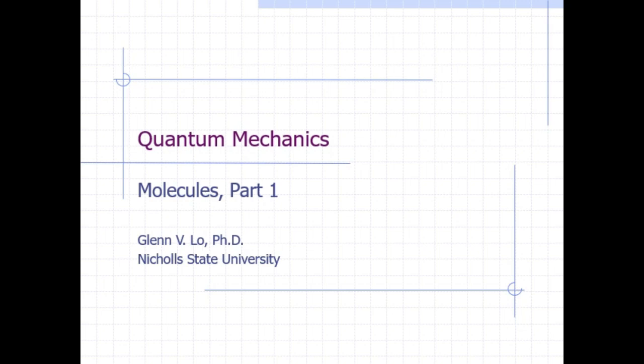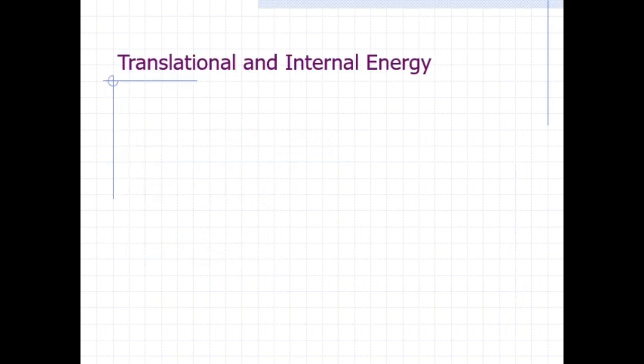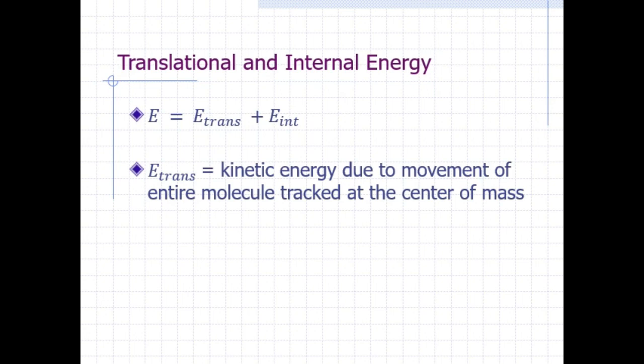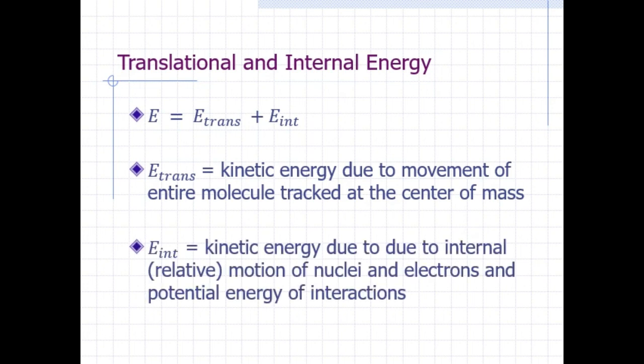This is part 1 of a series of lessons dealing with the quantum mechanical description of molecules. When dealing with molecules, as with any multi-particle system, it is convenient to think of the total energy as a sum of the translational energy, which is the kinetic energy associated with the motion of the entire molecule as tracked at the molecule's center of mass, and the internal energy, which is associated with the motion and interactions of the nuclei and electrons relative to one another.